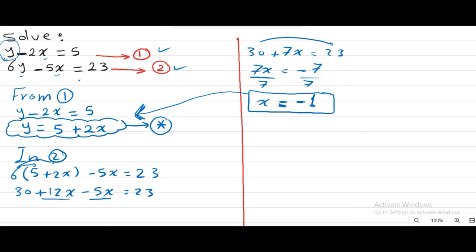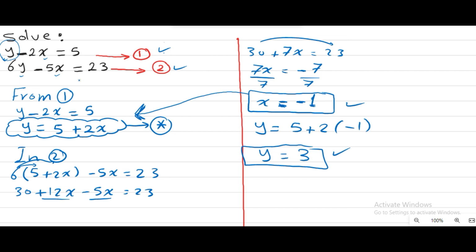It will be direct. So y equal 5 plus 2, put x in its place. Directly it will be 3. 5 plus 2 multiply negative 1, using calculator, it will be 3. So this is the value of x and this is the value of y. As we said before, to check, we can substitute in any equation by x and y at the same time, and if both sides are correct, then the values are correct.